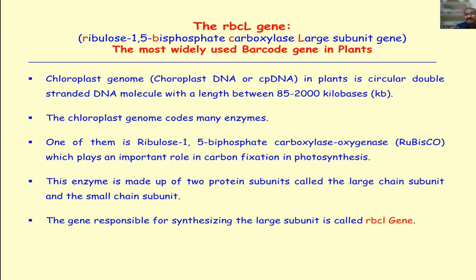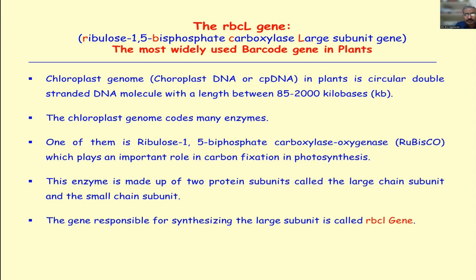This chloroplast genome codes for many enzymes. We know the one gene, one enzyme concept. If it is coding so many enzymes, that means it has so many genes. One of those genes is ribulose 1,5 bisphosphate carboxylase oxygenase, in short Rubisco. RU stands for ribulose, bis for bisphosphate, C for carboxylase and O for oxygenase, which plays an important role in carbon fixation in photosynthesis. Without this enzyme, no chloroplast can fix carbon dioxide. Even though chlorophyll, carbon dioxide, sunlight and water are all there, if this enzyme is not there, the carbon dioxide cannot combine with the other molecules.